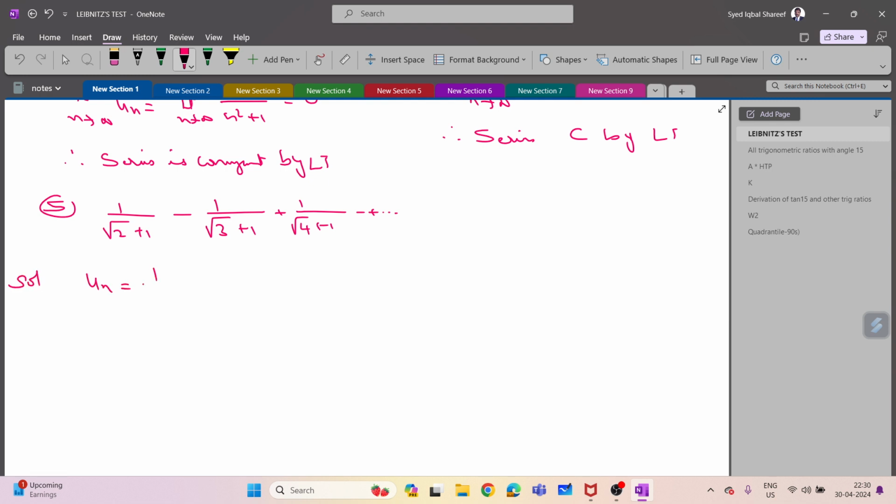It is an alternating series. Un is 1 by root of n plus 1. So un is greater than un plus 1 for all values of n. Therefore, limit n tends to infinity, un equal to 0. Therefore, the series is convergent by Leibniz test.